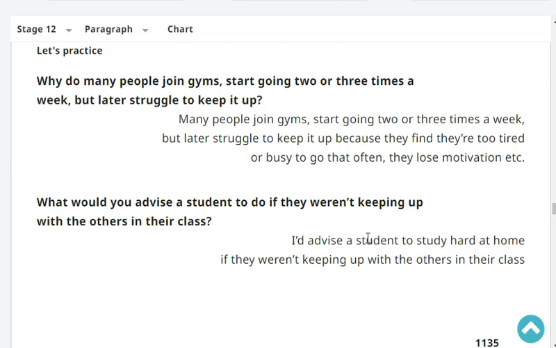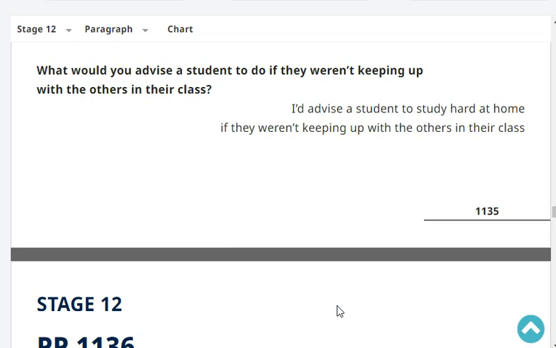One more. Many people join gyms, start going two or three times a week, but later struggle to keep it up because they find they are too tired or busy to go that often. They lose motivation, etc. Very good.